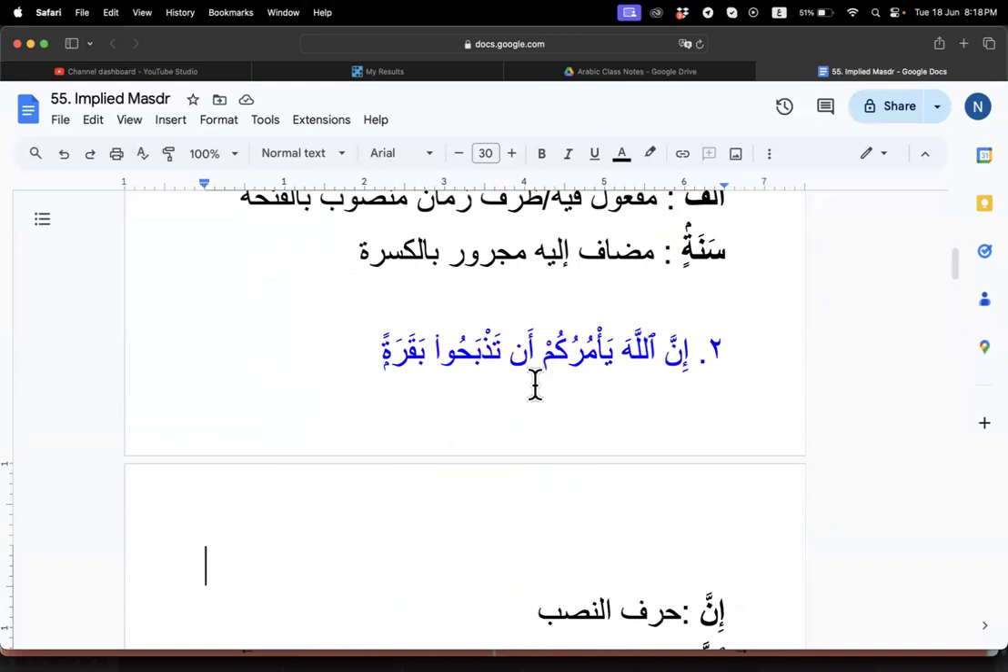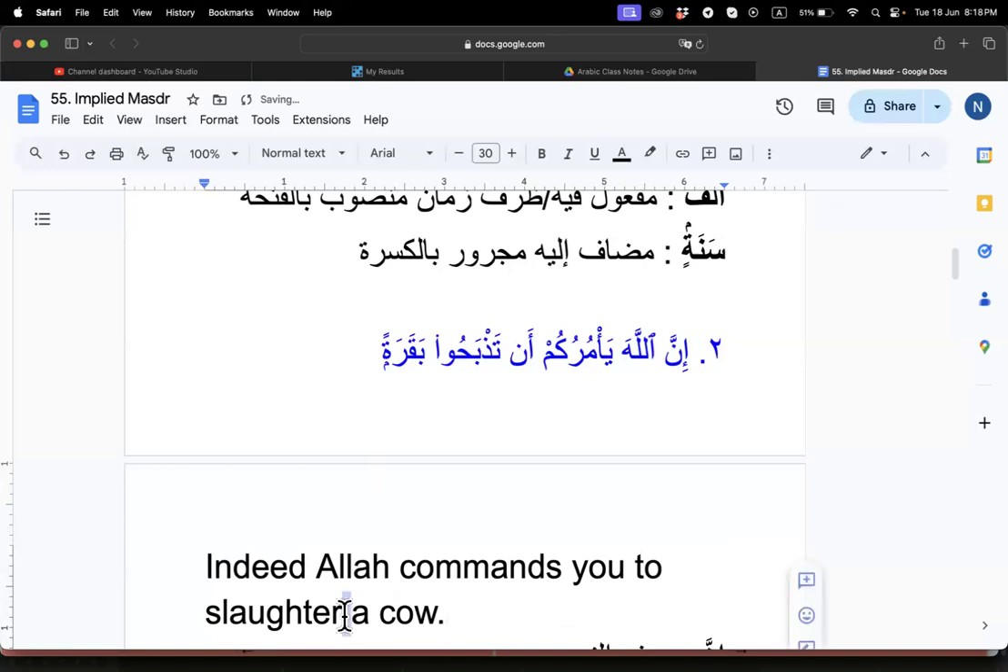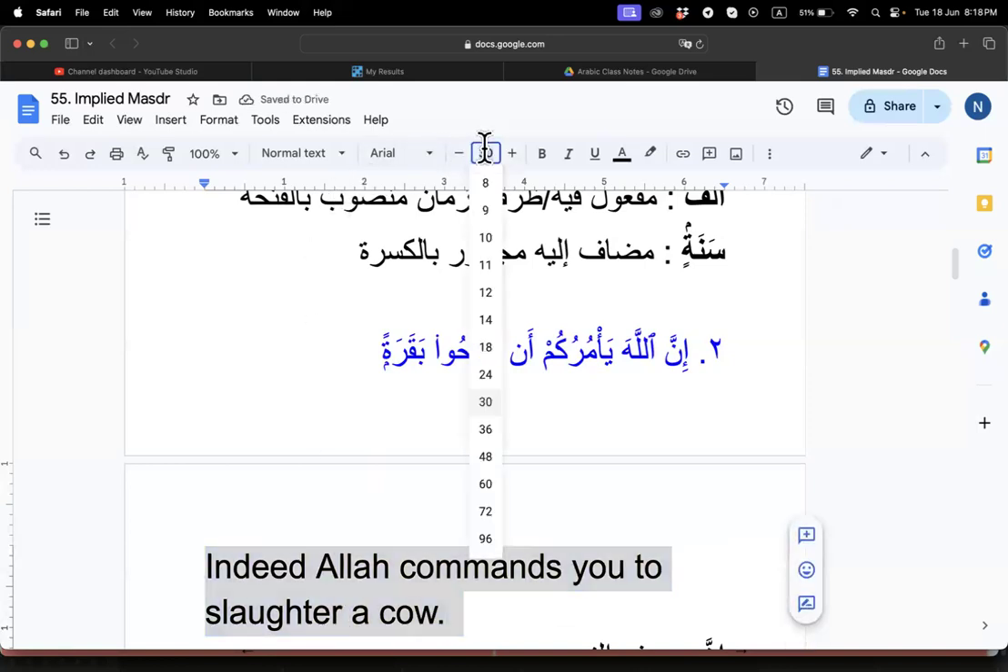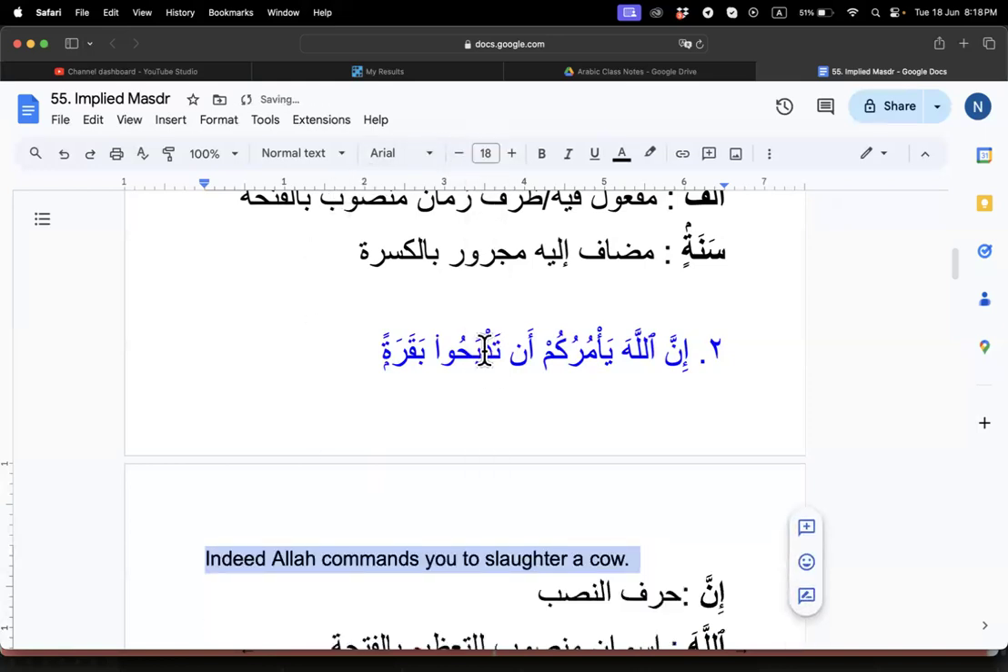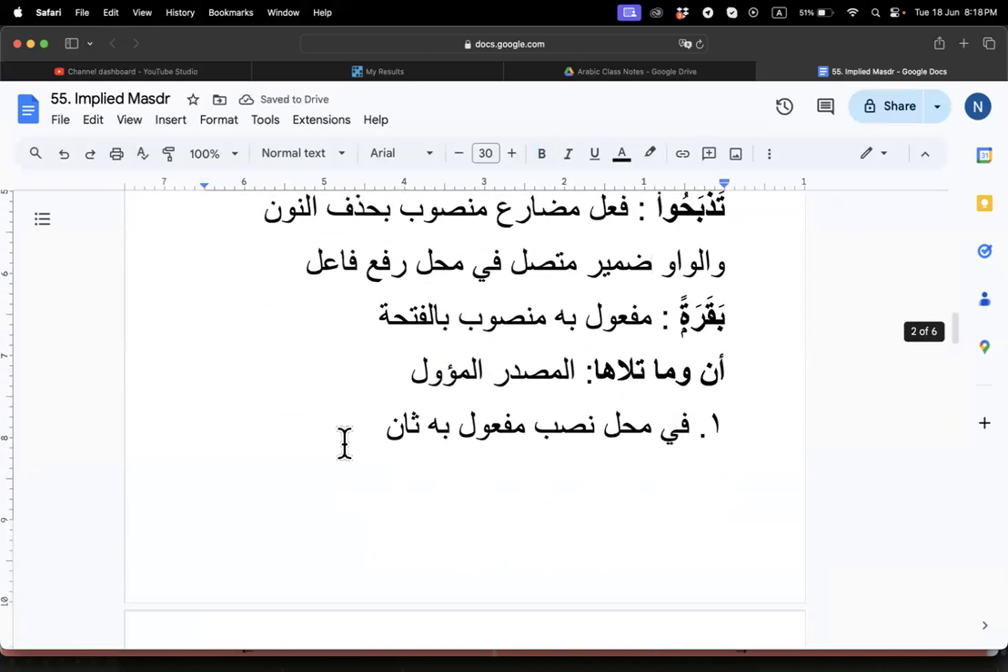Indeed, Allah commands you to slaughter a cow. Yes, exactly.